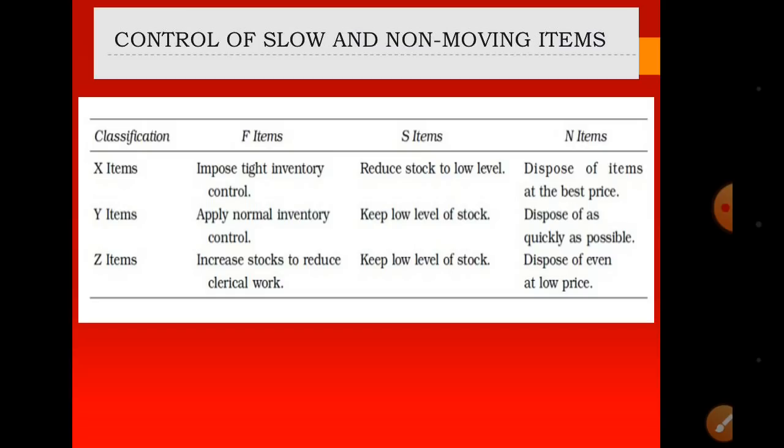The items that are in X row and N column, we should dispose of items at the best price. The items that are in Y row and N column, we should dispose of as quickly as possible, and the items that are in X row and N column, we should dispose of even at low price.